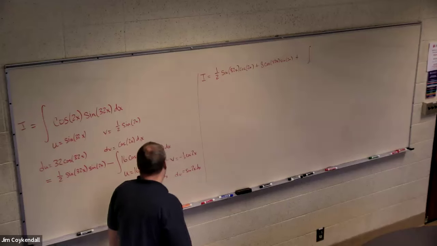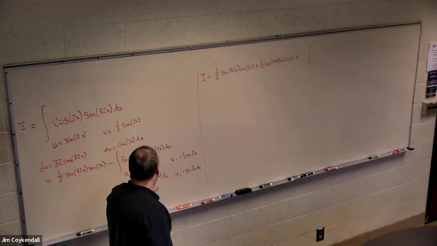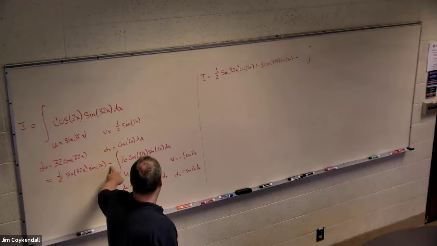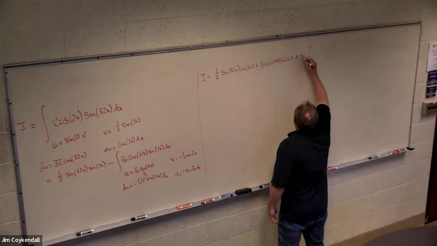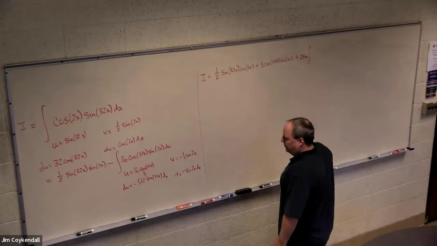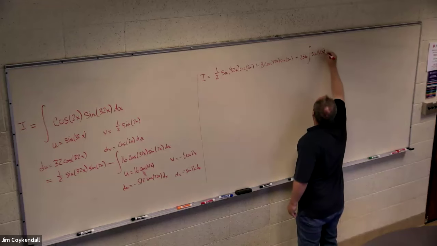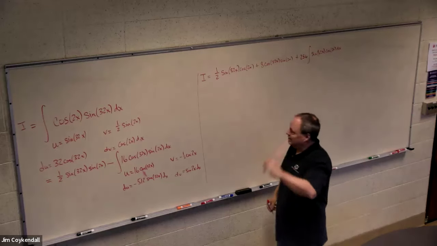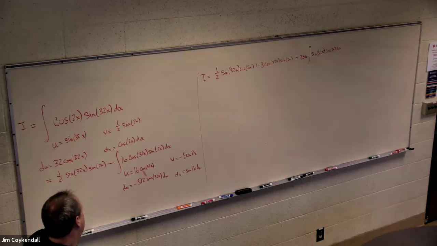You've got to be careful with parts because of this kind of thing. The cross integral is plus, but it's minus the cross integral, so it's actually going to be plus, I guess, 256 sine 32x cosine 2x. Okay. Any questions?